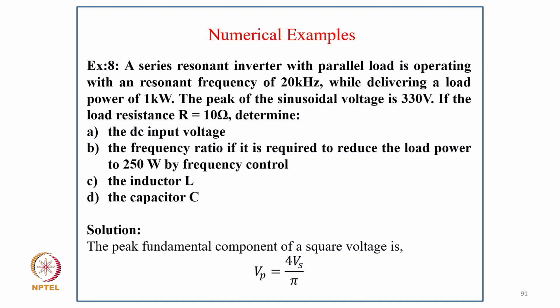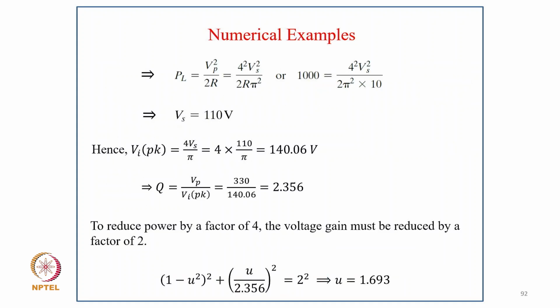Coming to example 8, a series resonant inverter with parallel load is operating at a resonant frequency of 20 kHz while delivering a load power of 1 kilowatt. The peak sinusoidal voltage is 330 volt, and the resonant load resistance is R equal to 10 ohm. Determine the DC input voltage, the frequency ratio, and, if it is required to reduce the load power to 250 watt by frequency control, the inductor L and the capacitor C.